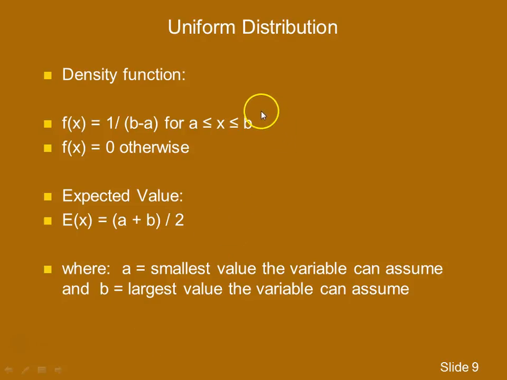So here's how we technically write an equation for this density function. F of x equals 1 over b minus a for any value of x in the range from a to b. And it's equal to 0 otherwise. Again, what that second part simply means is that the function only exists on the points from a to b.